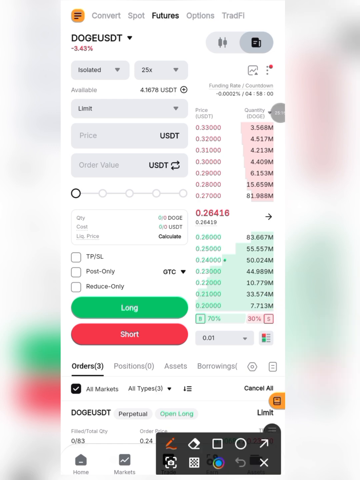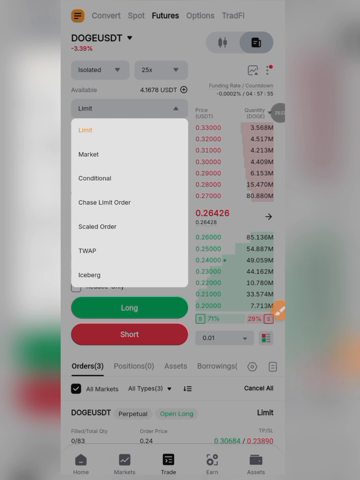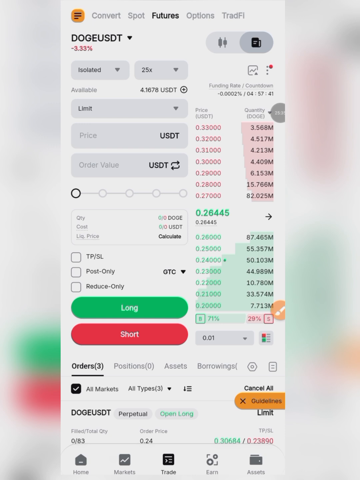Let's look at limit. This is what we call limit order. We'll be opening it so we can see what is there. You have limit, you have market, you have conditional, and so on and so forth. For the sake of this tutorial, we'll be using limit and market. Now, what does limit mean? It's currently on limit.